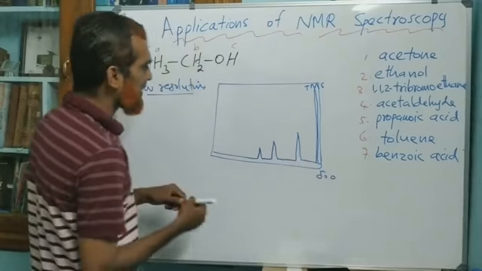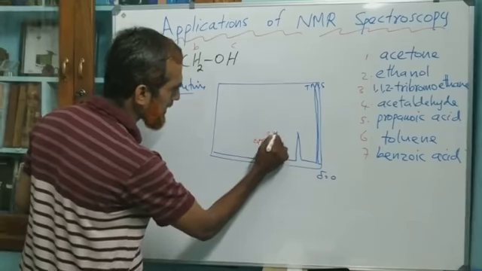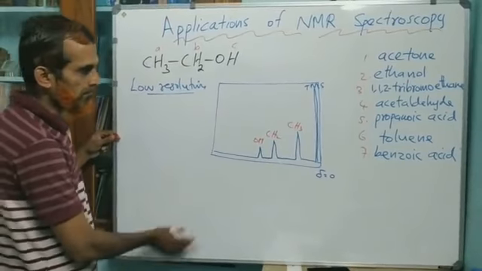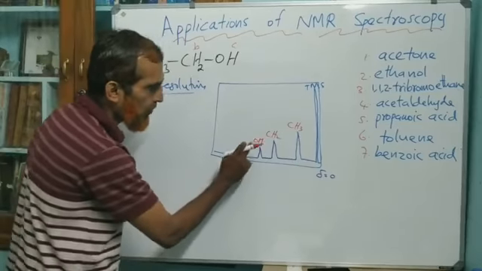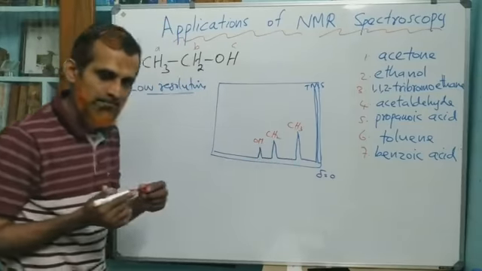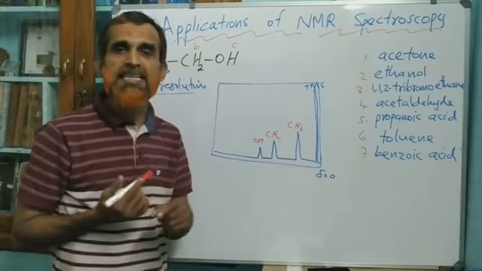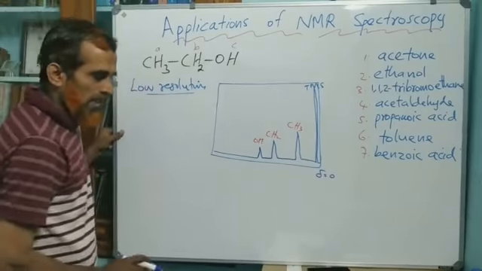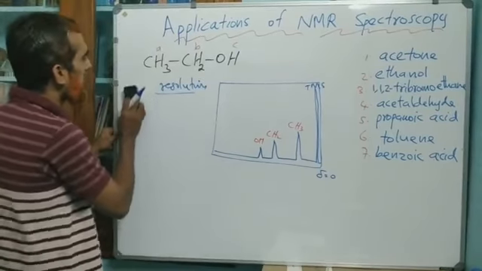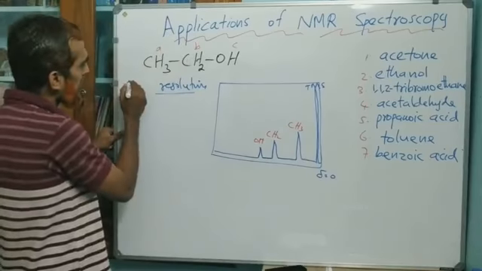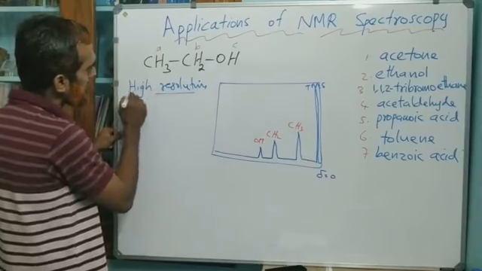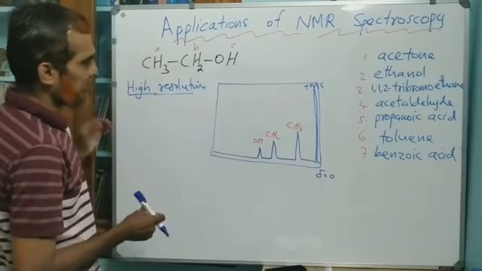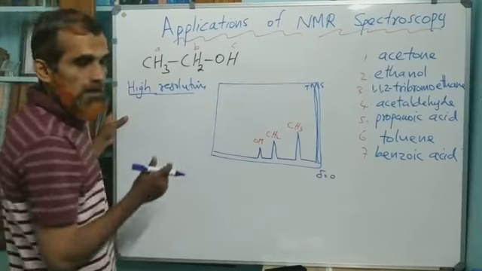So we can mark it. This is the OH peak, this is the CH2 peak, this is the CH3 peak. Okay, right? You can see the 1:2:3 ratio in the peak height. As I said, the peak height indicates the number of protons of each type. Now, this is low resolution. In high resolution NMR, ethanol will show a more interesting spectrum, because there will be spin-spin coupling seen in the spectrum. We have learned spin-spin coupling in the previous class.